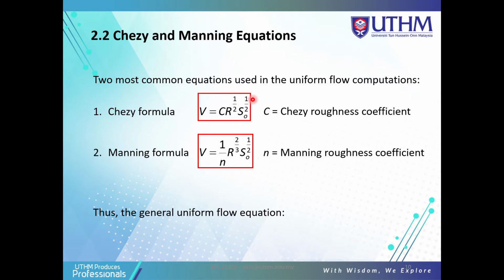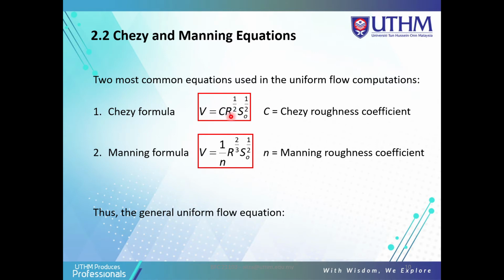So this is the Chezy roughness coefficient, in the Chezy formula. The second is the Manning formula, where the velocity is 1 over n, where n is the Manning roughness coefficient, times R to the power 2 over 3 and S naught. Just as in the Chezy formula we use the Chezy coefficient, for the Manning formula we use the Manning roughness coefficient.